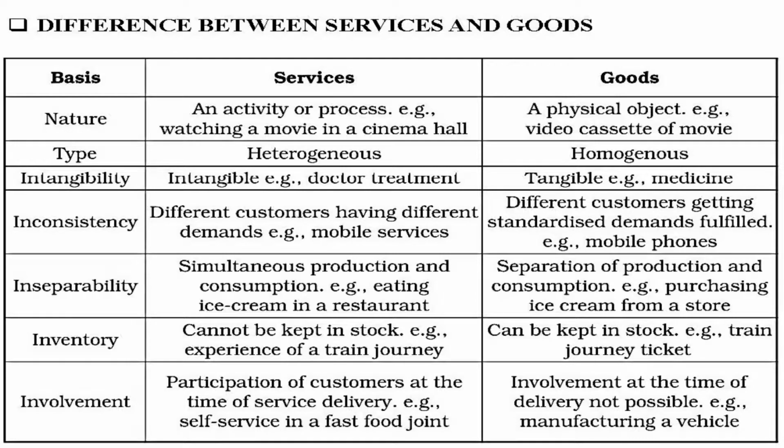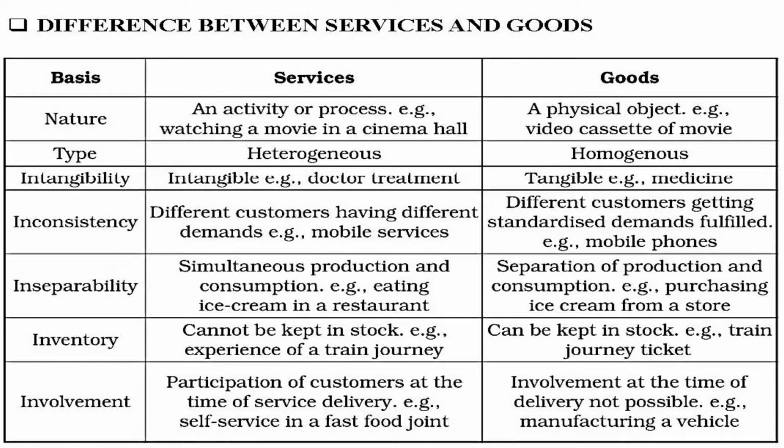Nature. For service, an activity or a process. Example, watching a movie in a cinema hall is a service. For goods, a physical object. Example, a video cassette of a movie. Type. Heterogeneous versus homogeneous. Service is heterogeneous: you can't expect the same service every time you go to the same parlor, because every time we may get different services depending on our demands. Goods are homogeneous, always the same. Intangibility. Example, doctor treatment. You can only feel the doctor's treatment. You can't touch it. That's why it is intangible. Tangible example: medicine. You can touch and feel the medicines.